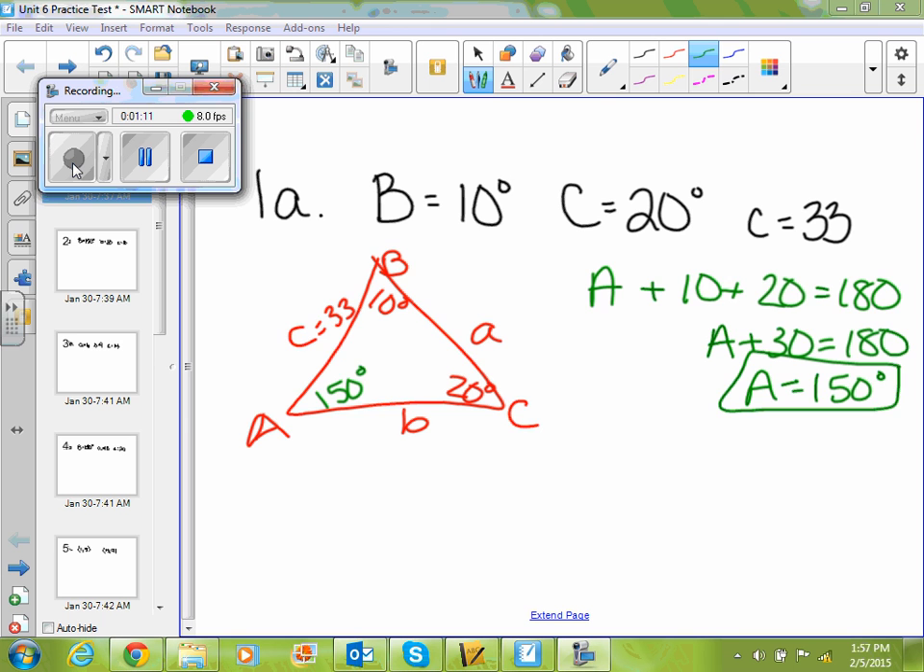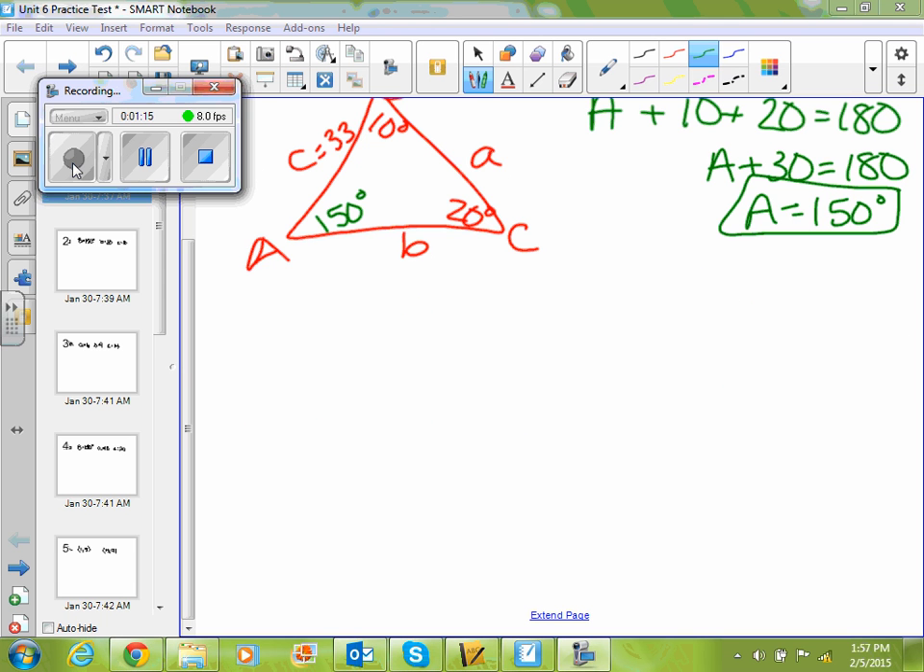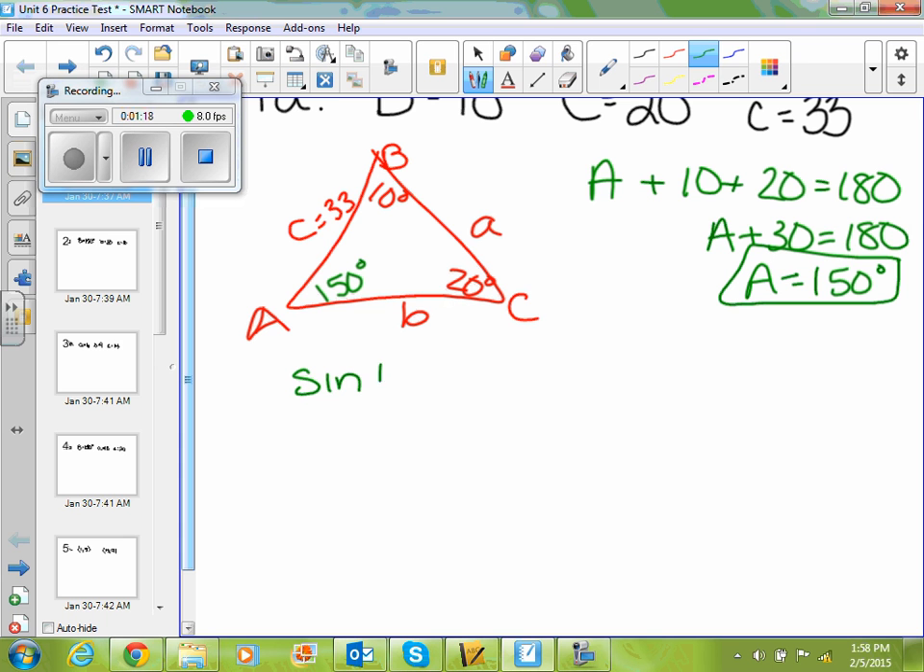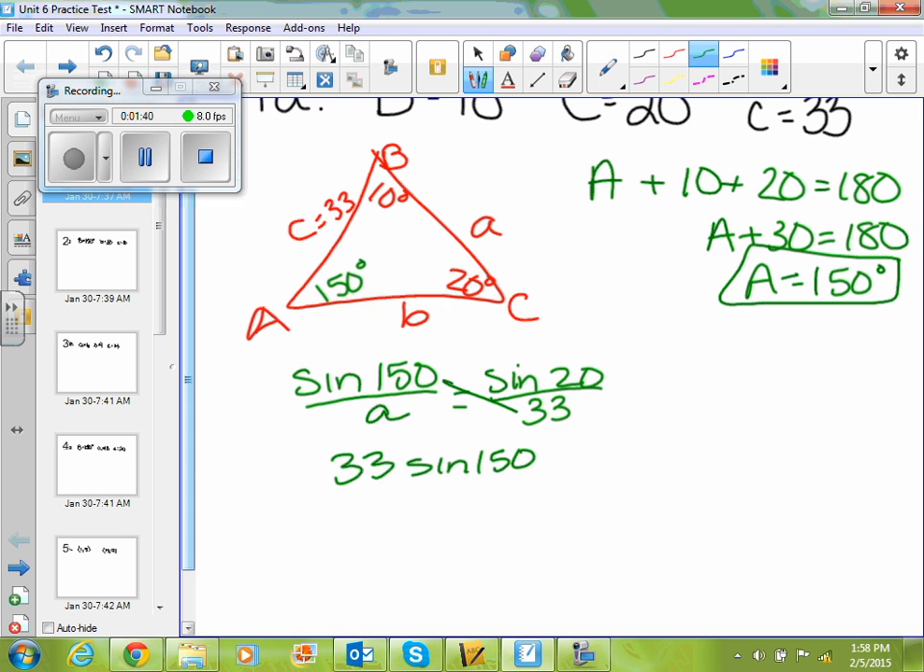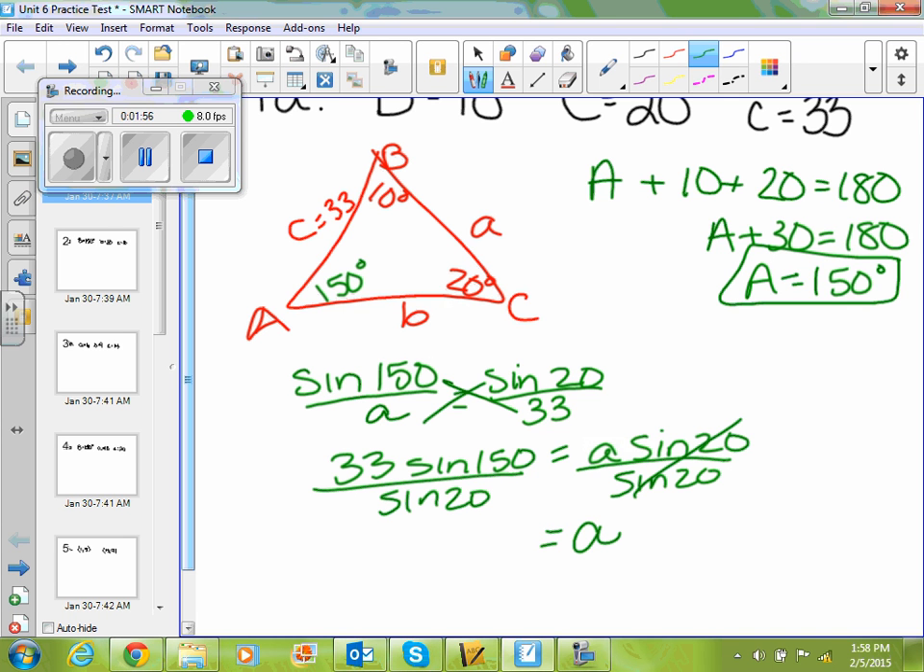Okay, pretty straightforward. Then if I want to find side A, I'm going to use my law of sines. So sine of 150 over A equals sine of 20 over 33. Use your angle C and side C because those are the two that you know. Cross multiply, 33 sine of 150 equals A sine of 20, divide by sine of 20. Then plug it into your calculator, and what do you get?